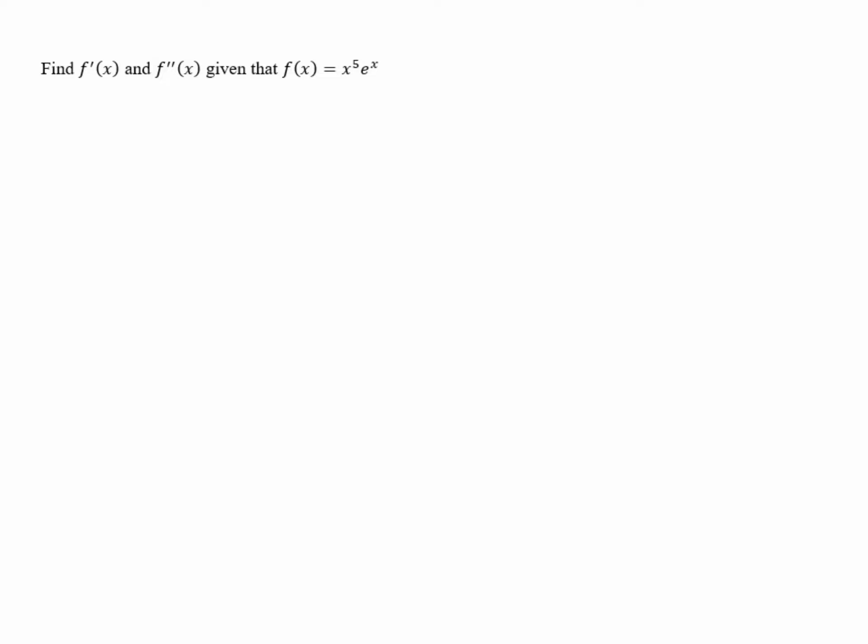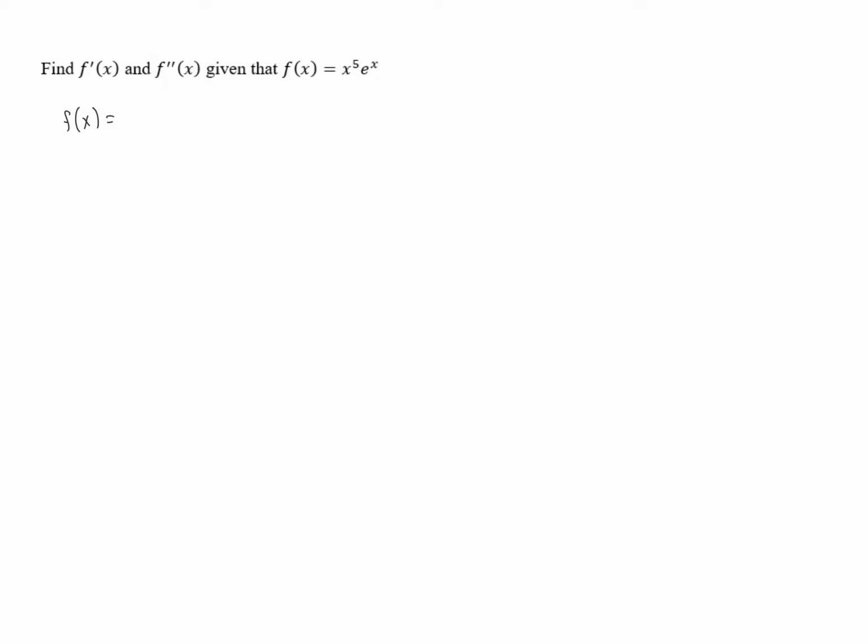Find f prime of x and f double prime of x, the second derivative, given that f of x equals x to the fifth times e to the x. Again, we have a function that's written as a product of two functions, so we can use the product rule.